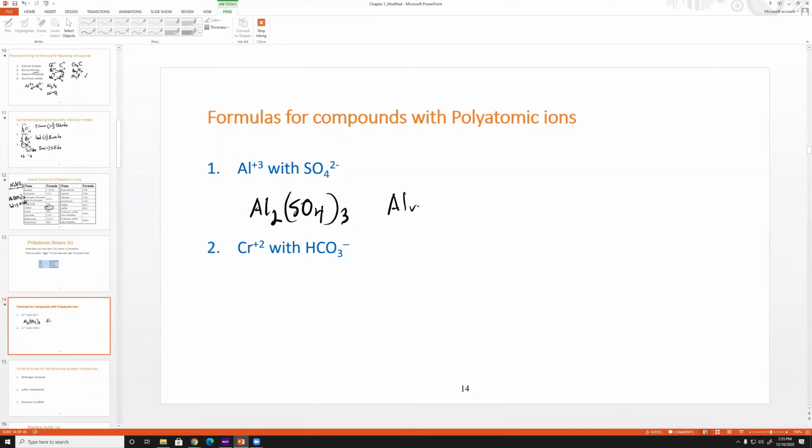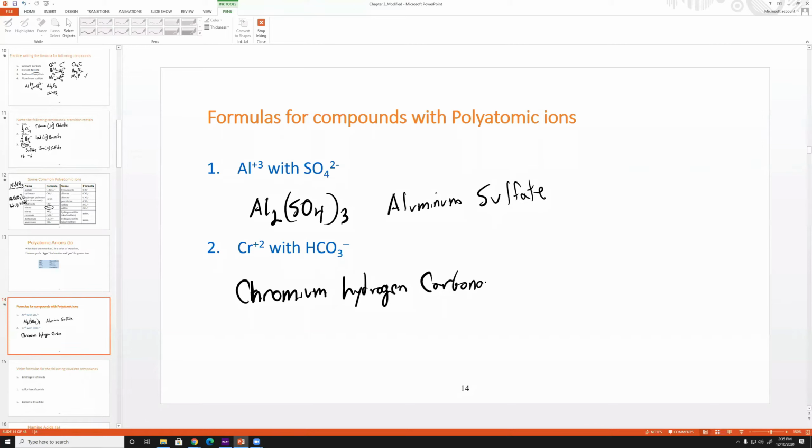And this name would be aluminum sulfate. The next one, this is hydrogen carbonate, and this is chromium. So before we write the formula, we'd have chromium hydrogen carbonate. So you simply just write it like that. These are the easiest ones to write their names, excuse me. For chromium, we have 2+, and for hydrogen carbonate, it's 1-. So the formula would be needing 2 hydrogen carbonates to cancel out with 1 chromium.